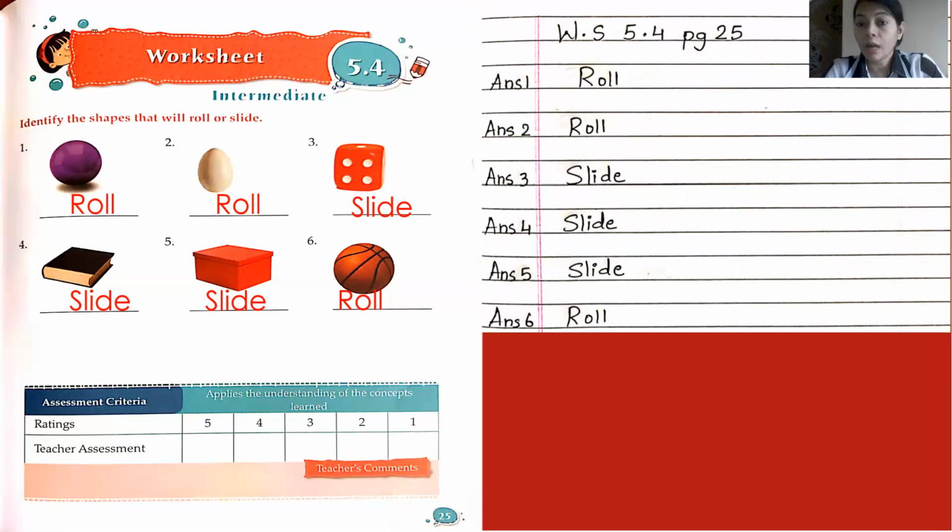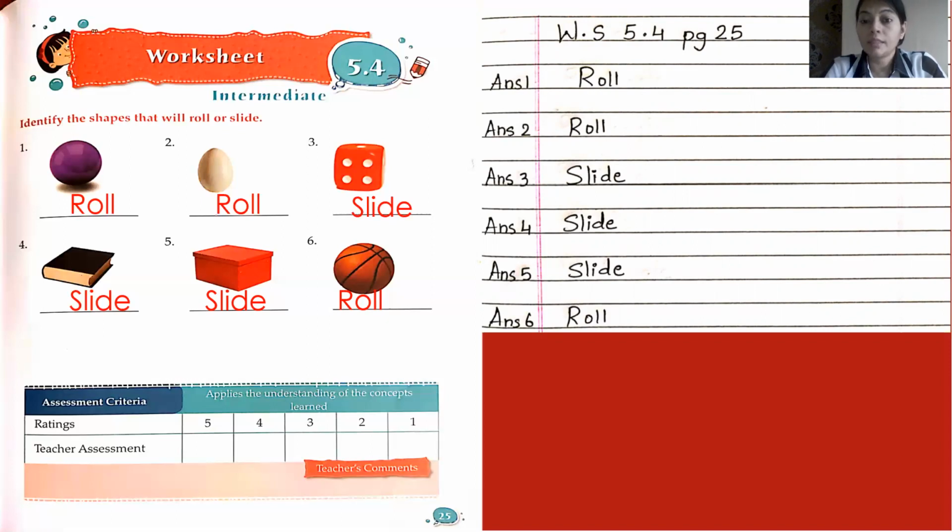Now, how are you going to write this in your notebook? Can you all see how teacher has written in the notebook, children? In the same way, you are going to write this in your notebook. Come on, start writing. Write WS, that means worksheet. Which worksheet we have solved? 5.4. So write 5.4. Then write page number 25. Okay, then leave one line and write answer.